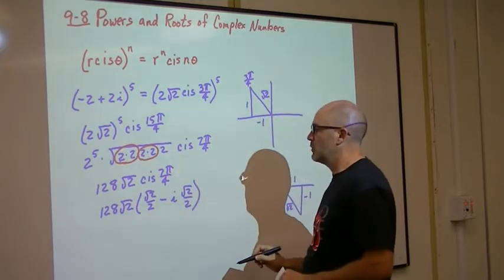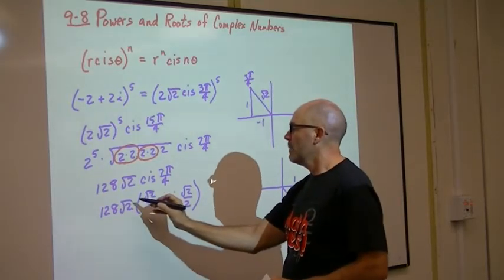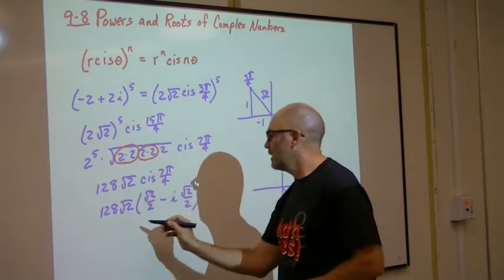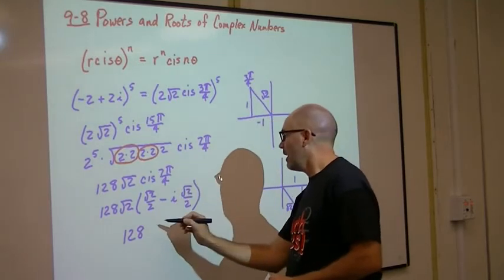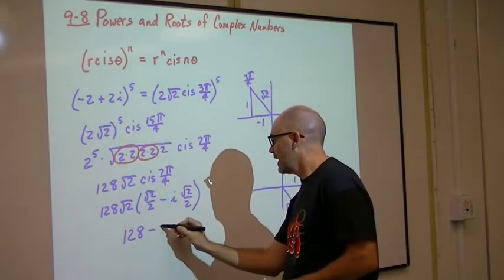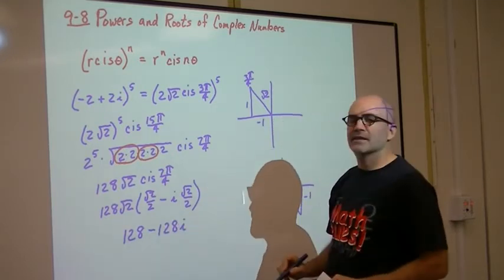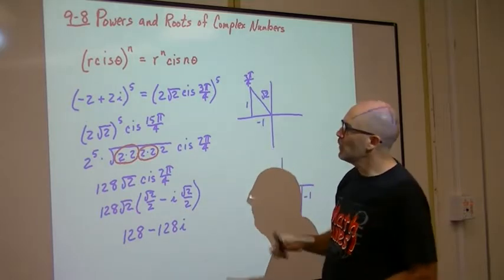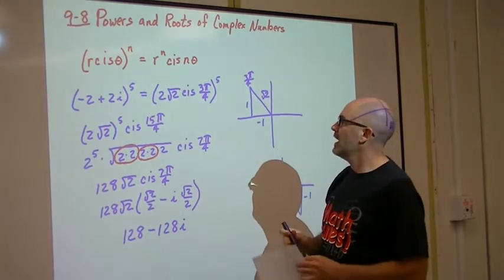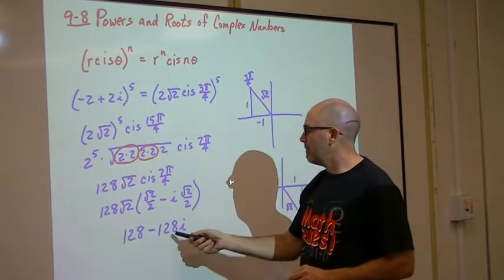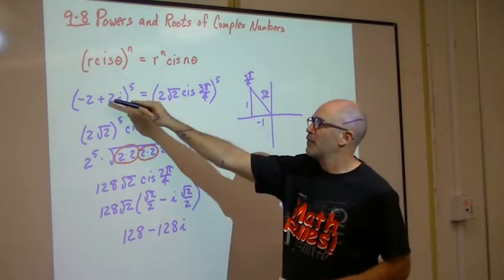Okay, so when I distribute this, then I've got 128 over 2, which is 64, but times square root of 2 times square root of 2, which is 2, so it's back up to 128. And same thing here, minus 128i. That's it, game over. Notice we took negative 2 plus 2i to the 5th, and we end up with 128 minus 128i.